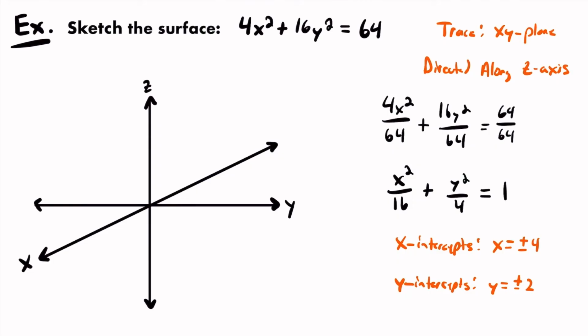And like I said, I'll show you a little bit of that at the end of this video. But back to sketching our cylinder here, the trace in the xy plane is going to be an ellipse. I forgot to write that down. What we did here is get the equation in standard form, and what we found is that it is an ellipse. All right, so we have x-intercepts at plus or minus 4. So I'll say that this right here is positive 4 for the x-axis, and this is negative 4. And then we'll say that this is positive 2 along the y-axis, and this is negative 2. All right, that is going to be for our y-intercepts.